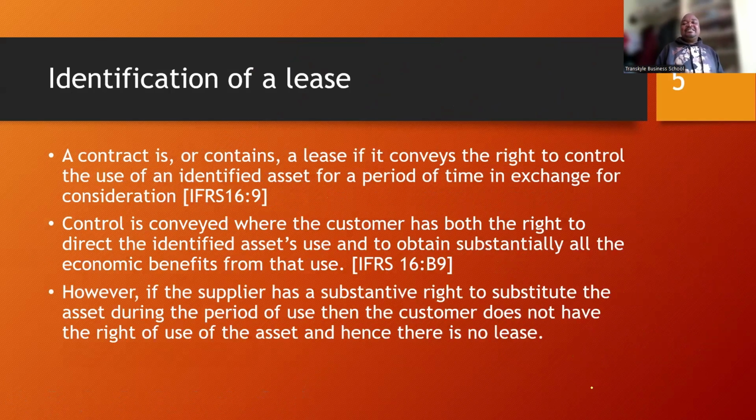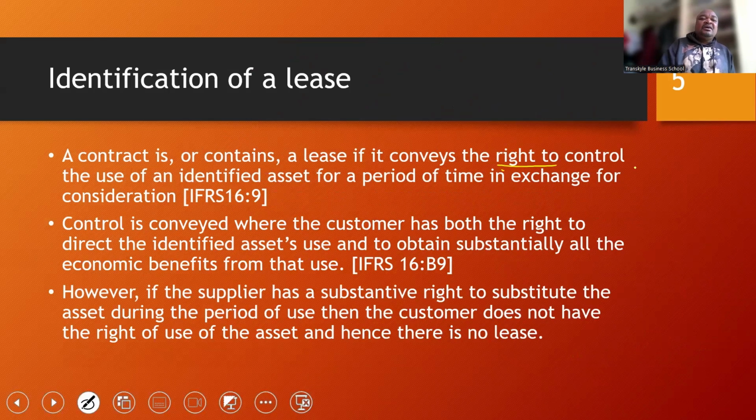How do we identify a lease? A contract is or contains a lease if it conveys the right to control the use of an identified asset. So, conveys the right to control the use. To control the use is a very, very important phrase. Of an identified asset for a period of time. It's not going to be a lease forever. It is for a period of time in exchange for consideration.